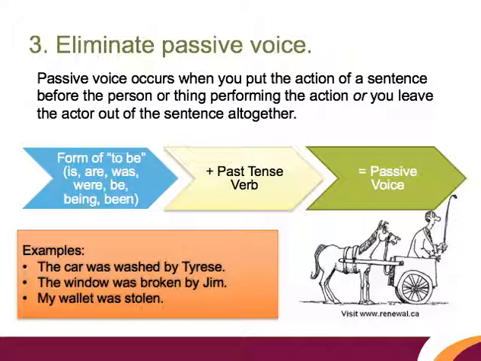Thirdly, you're going to want to eliminate passive voice when you can. So, basically, if we go down to the bottom box, passive voice is these kinds of phrases like the car was washed by Tyrese, the window was broken by Jim, my wallet was stolen. So you could say Jim broke the window, or you could say the window was broken by Jim. And this passive voice, in some cases, is useful, but it's wordy, and it doesn't have the same kind of emphasis, clarity, concision, and power that a straightforward sentence would have.